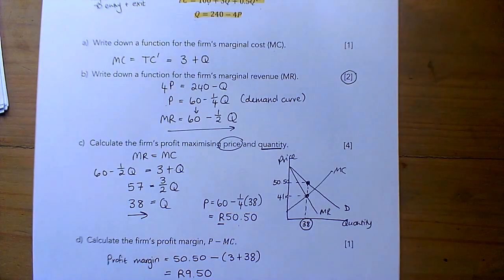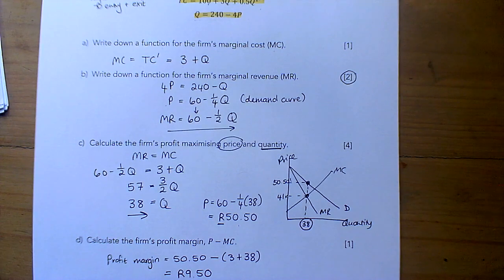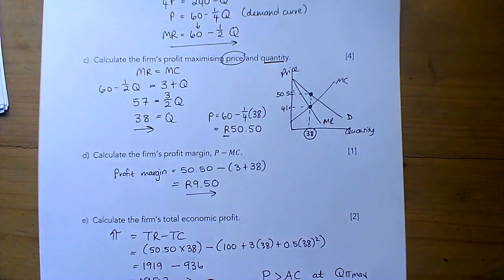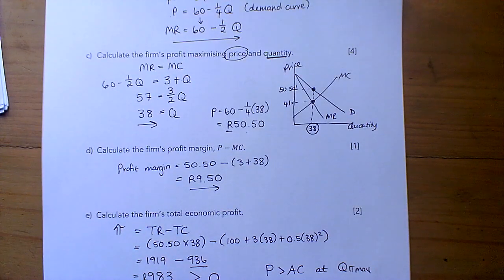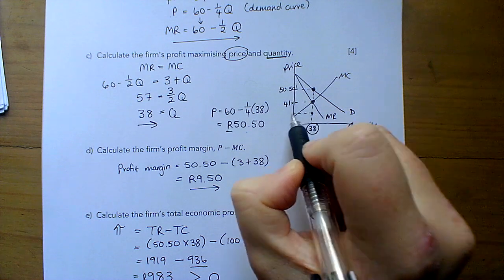So if I had to represent that on this picture, my AC curve would lie at a point that gives me an AC that is below my price at that profit maximizing quantity. So I could very quickly calculate my average cost. So what I know is that my total cost is 936. That's what I just calculated when I did the last question. And so 936 divided by 38, which is the quantity, gives me 24.63.